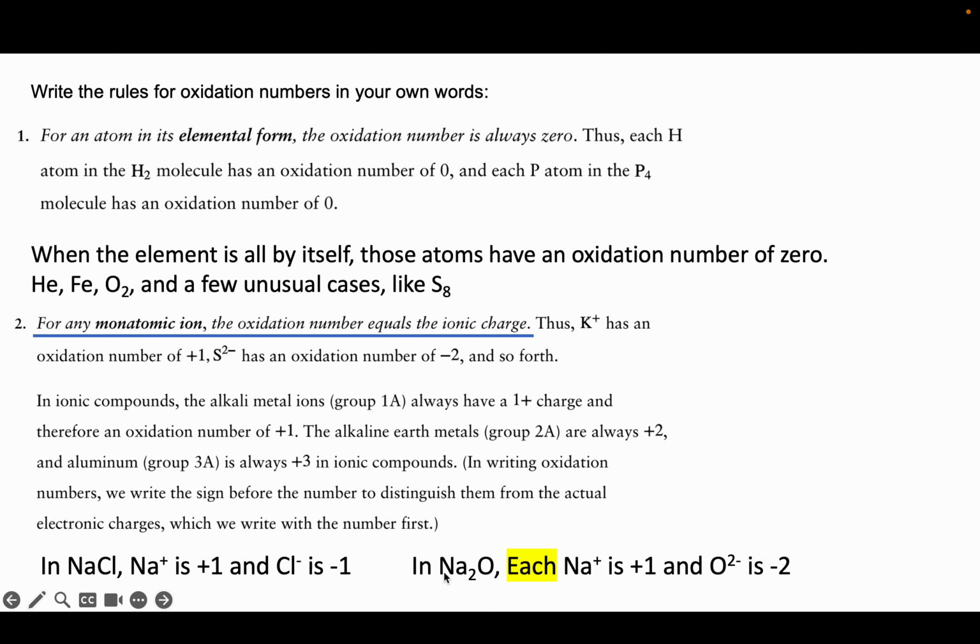How about in Na2O, this sodium oxide? The oxygen is 2-, so each of the sodiums is +1. I'm emphasizing each because when we think about oxidation numbers, they're for the atoms themselves. I needed 2 sodiums in order to get to the +2 charge, but each of the sodium atoms had a charge of +1, and that's its oxidation number.